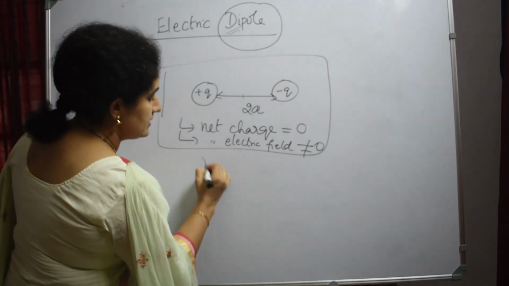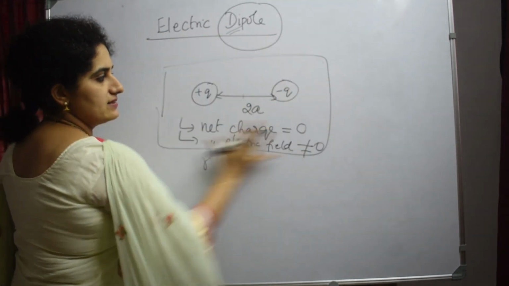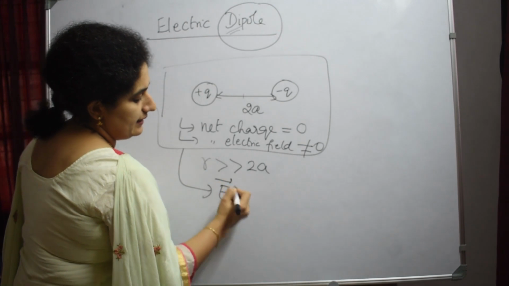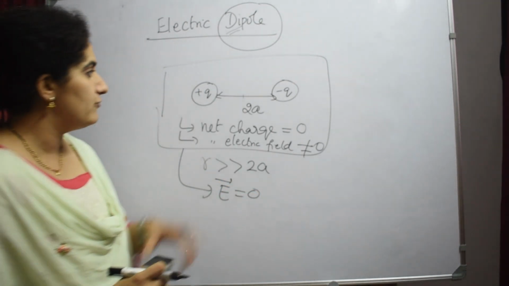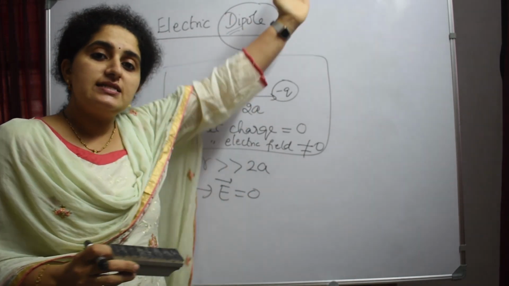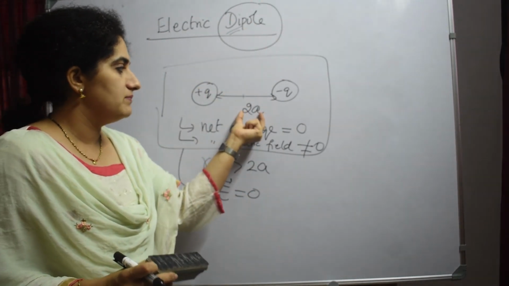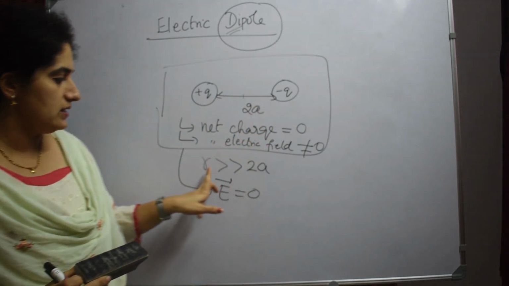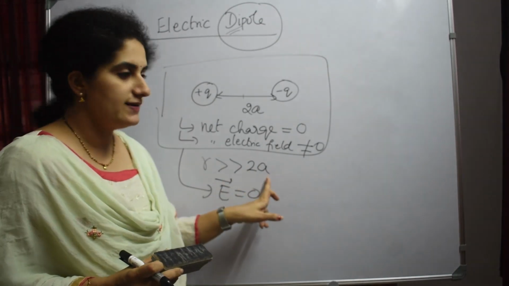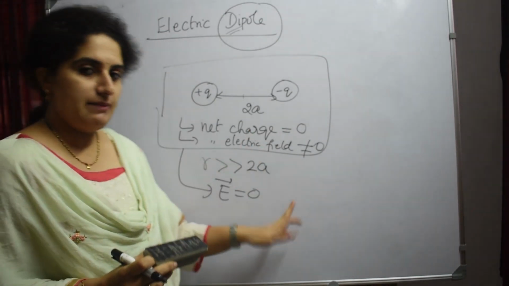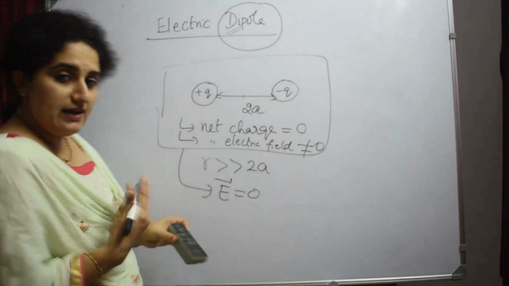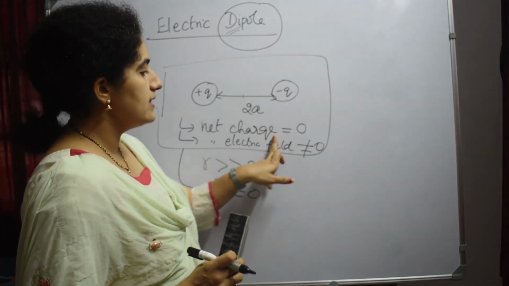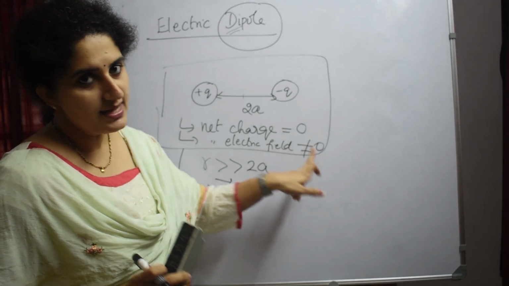But if you consider any point outside this region which is very much greater than 2a, then you can consider that net electric field will be 0. There will not be any effect of these two charges. If you consider any point which is very far from this 2a, written as r is very much greater than 2a, then electric field can be considered as 0. But in our discussion we consider this very smaller distance for some concepts. So in that case, please don't consider electric field as 0.